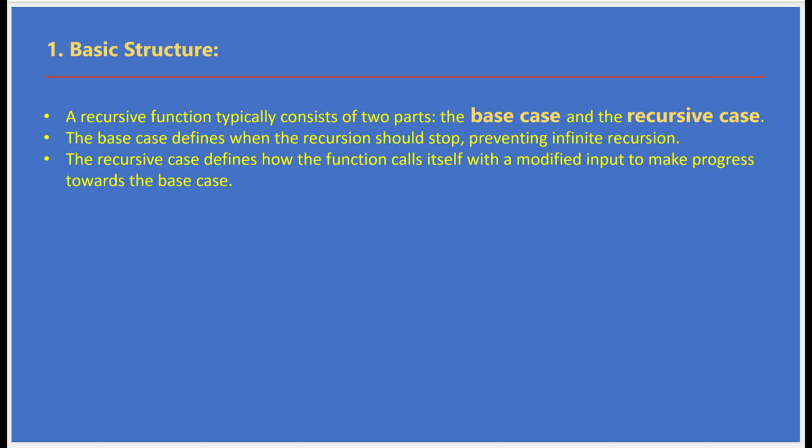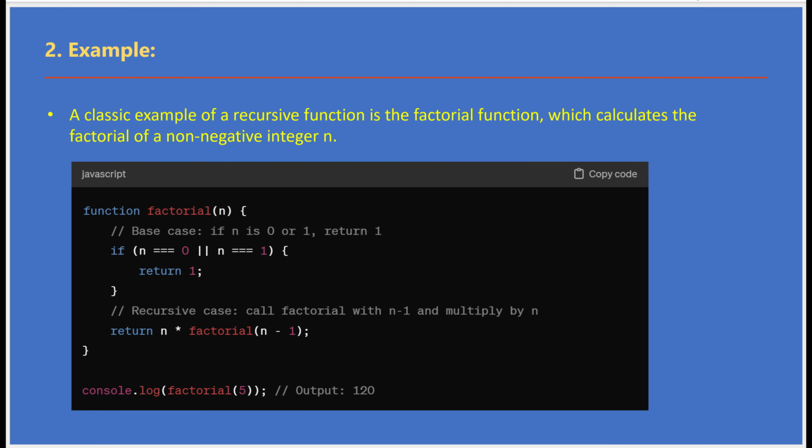On the other hand, the recursive case is where the function calls itself, but with a different input each time, inching closer to the base case with every iteration. Take the factorial function as an example. In mathematics, the factorial of a non-negative integer n is the product of all positive integers less than or equal to n. In JavaScript, this can be achieved with a recursive function like so.